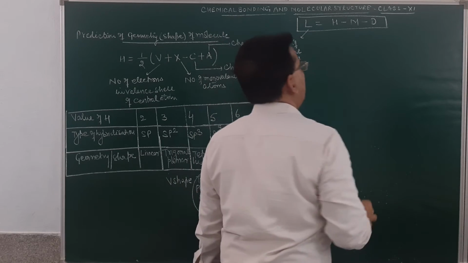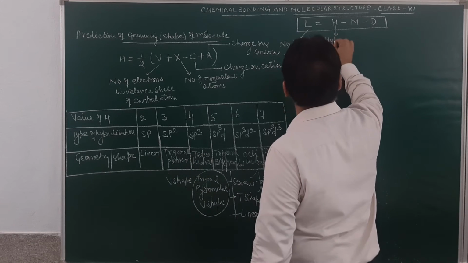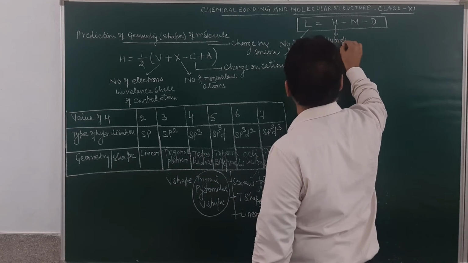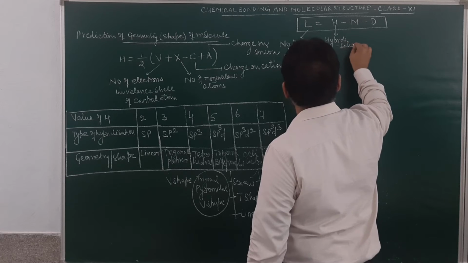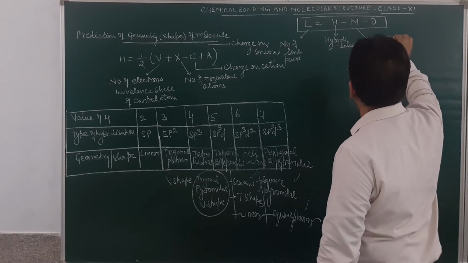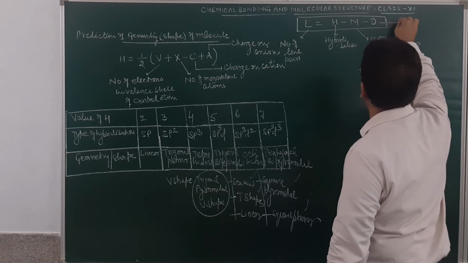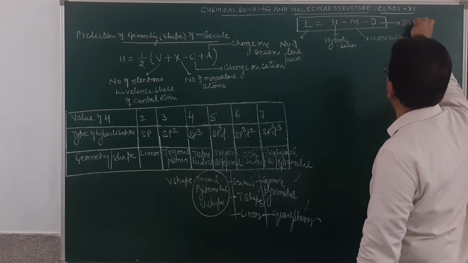H is hybridization. The value of hybridization can be found this way. M is the number of monovalent atoms, and D over here is the number of divalent atoms.